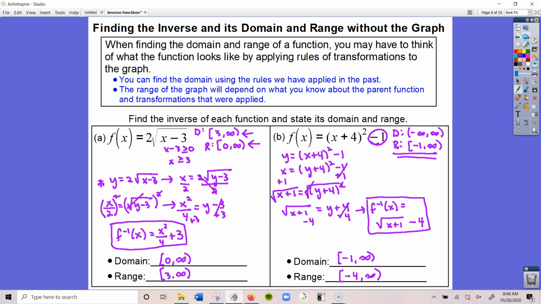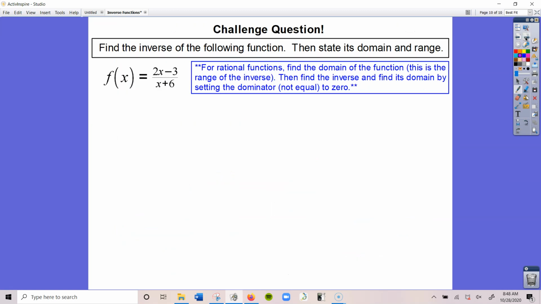Let's look at one more question. Here we have a rational function. For rational functions, the domain and range always just switch places for the inverse. So I know that for rational functions, we don't know how to find the range of these yet, and that's okay. We don't need to. We just need to find the domain.